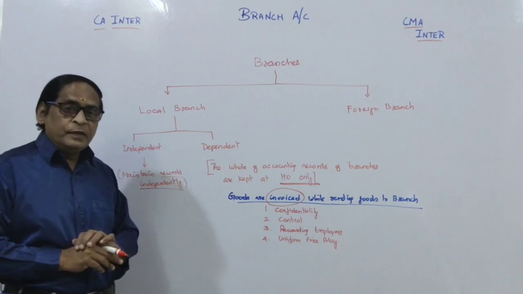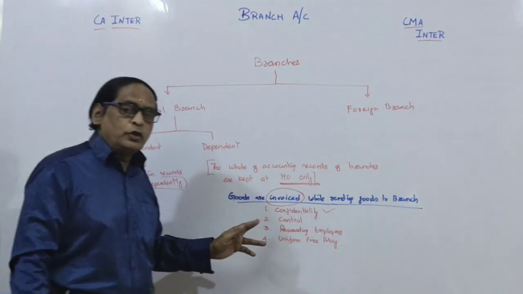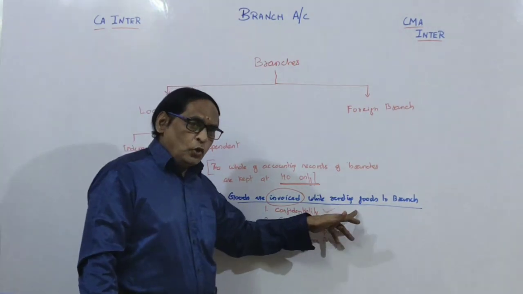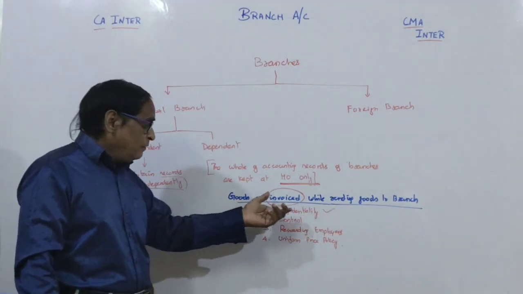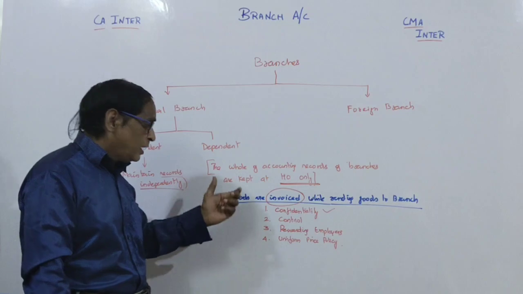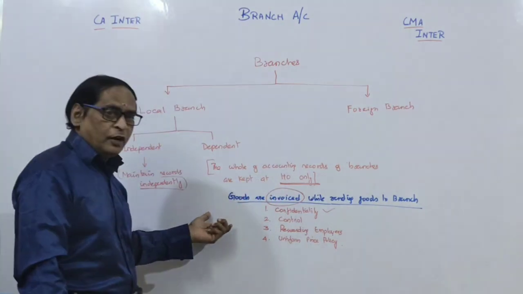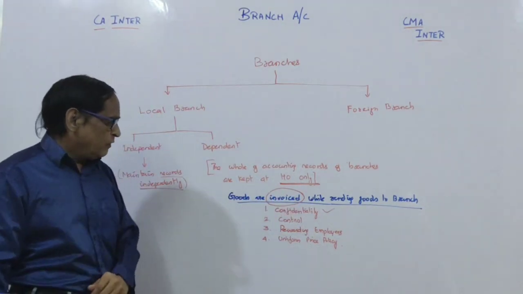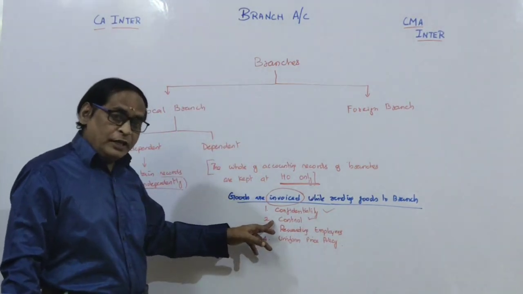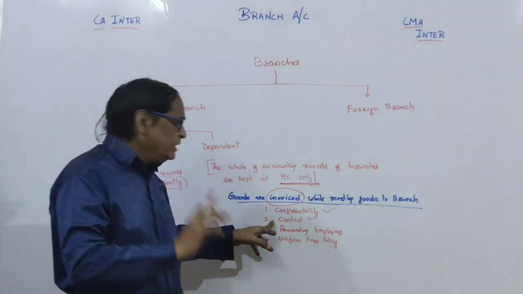What is the answer? The head office, in order to maintain confidentiality, is sending the goods to the branch at the invoice price. If, for example, the branch knows the cost of the product, then they will doubt how much profit the head office is earning. So in order not to reveal the actual profit earned by the head office, they are supplying at invoice value. And then control: if all branches are requested to sell at a fixed price, that is invoice price, the controlling process is very easy for the head office.